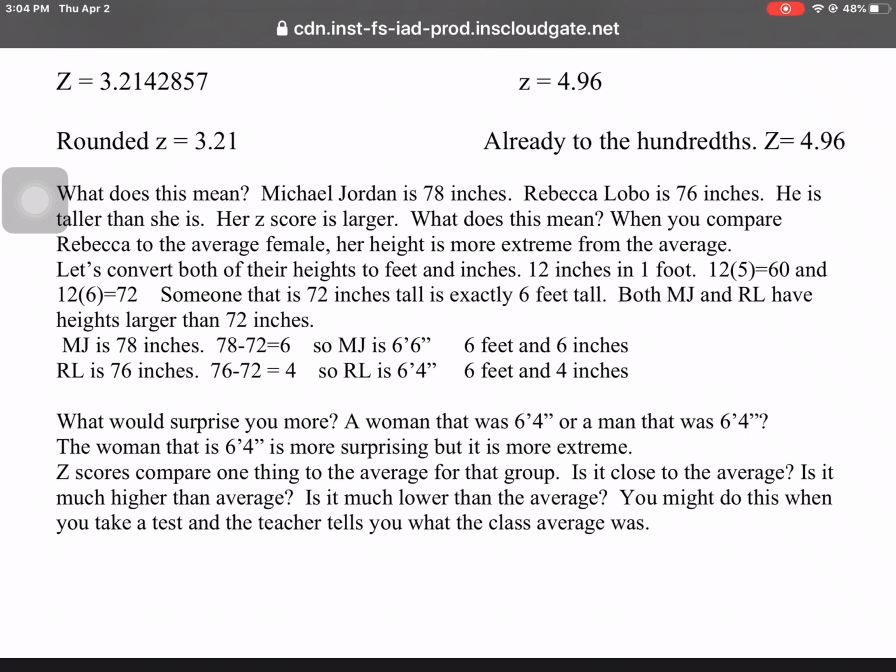Z-scores compare one thing to the average for the group. Is it close to the average or extreme? Extremely higher or extremely lower? You may do this if you take a test and then the teacher gives the test back and tells you what the class average was. Okay, you may compare your score to the average to see if it's higher or lower. Okay, so a Z-score compares something to the average. So the 4.96 was bigger than 3.21. So that means Rebecca's height was more extreme in relation to the average.